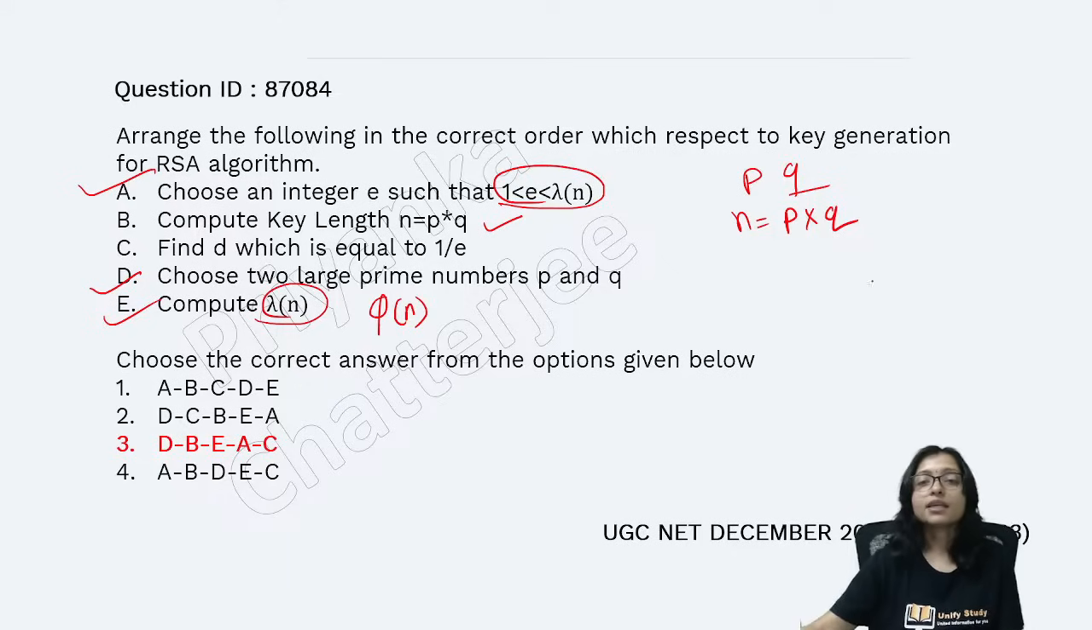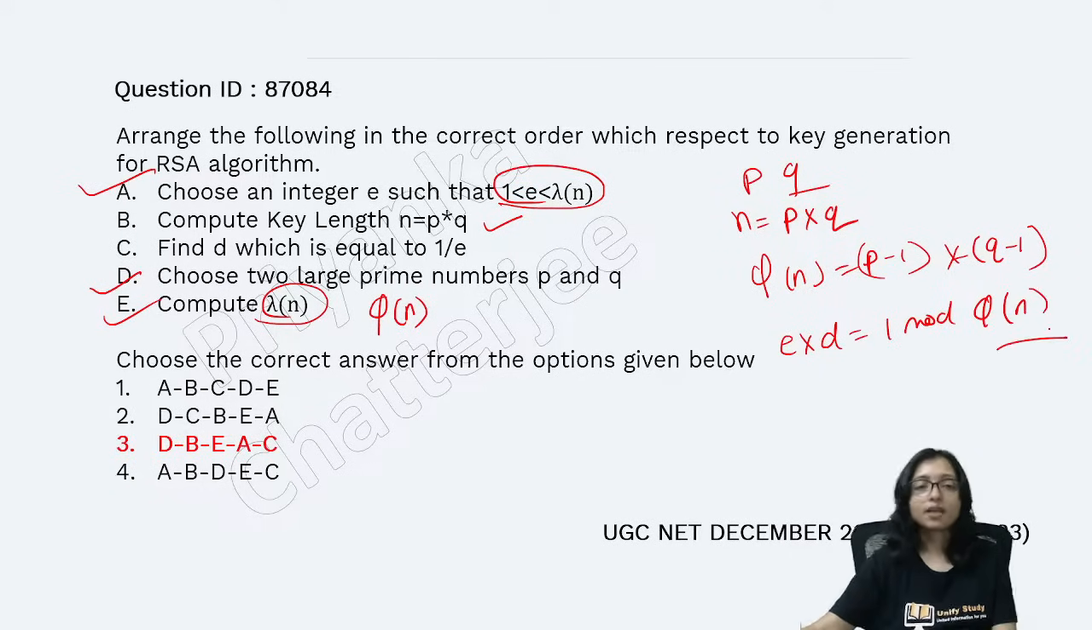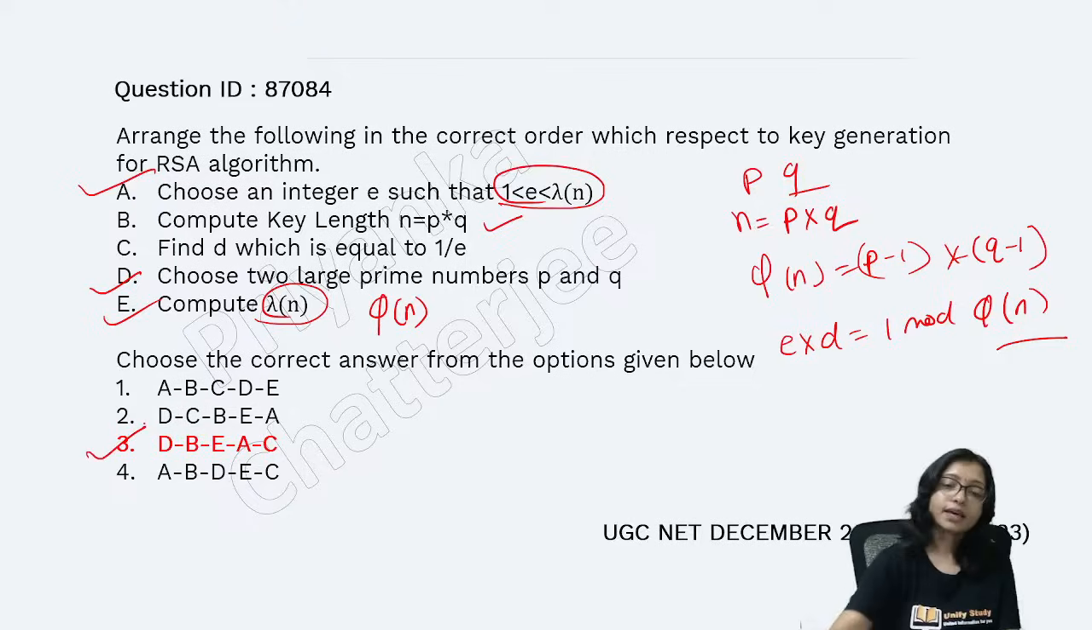Then finally we are doing the phi n also. Phi n equals p minus 1 multiplied by q minus 1. Then actually e multiplied by d equals 1 mod phi n. Like this way it is working. Although they provide half of that, your sequence will be this one. This is the correct sequence.